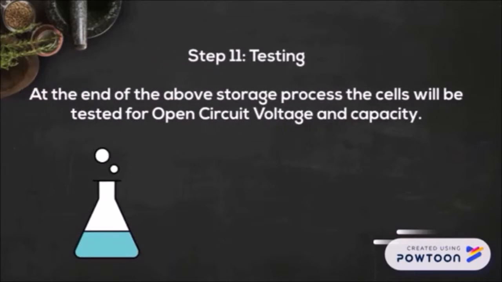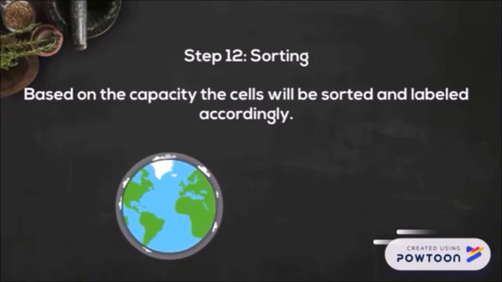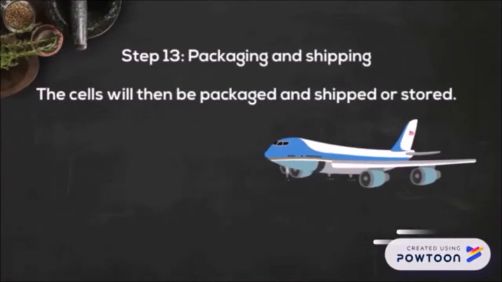Step 11 is testing. At the end of the storage process the cells will be tested for open circuit voltage and capacity. Step 12 is sorting. Based on the capacity the cells will be sorted and labeled accordingly. Last but not least, step 13 is packaging and shipping. The cells will then be packaged and shipped or stored.